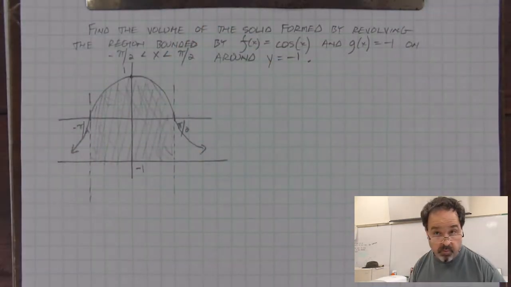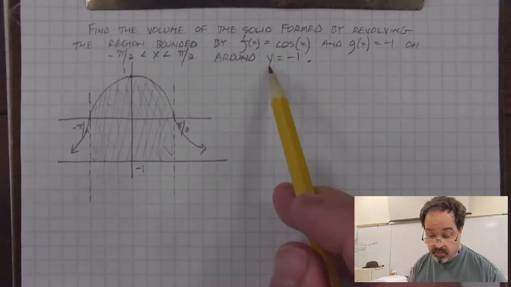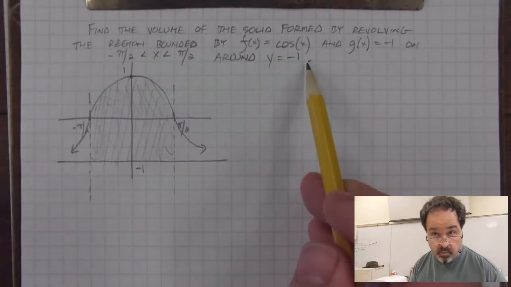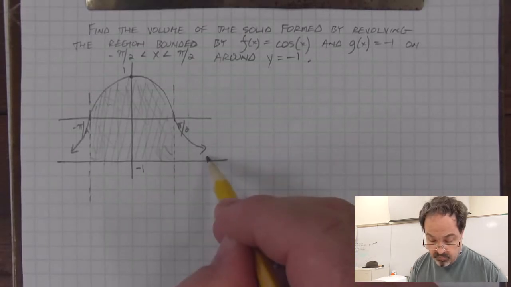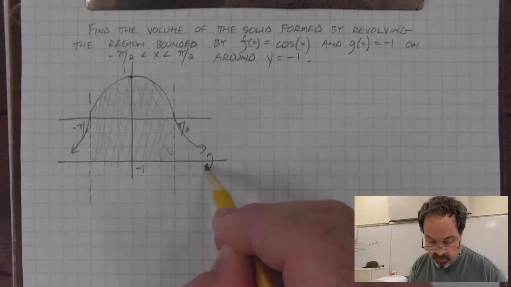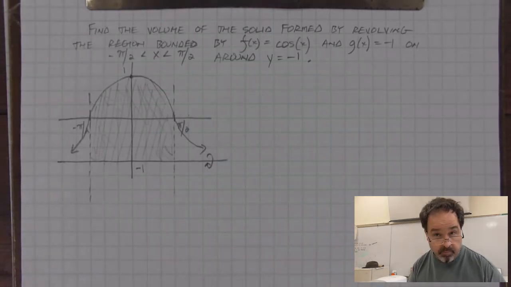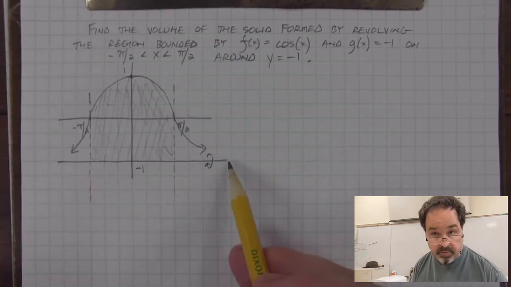That is the region that we're going to revolve, and we're revolving it around the line y is equal to -1, which is also the g function. I like to use this symbol that looks like a circle in perspective to label the line that I'm revolving around. I'm revolving around this line here, y is equal to -1.